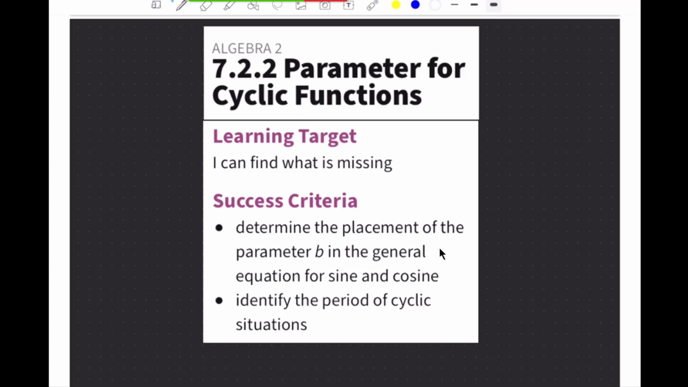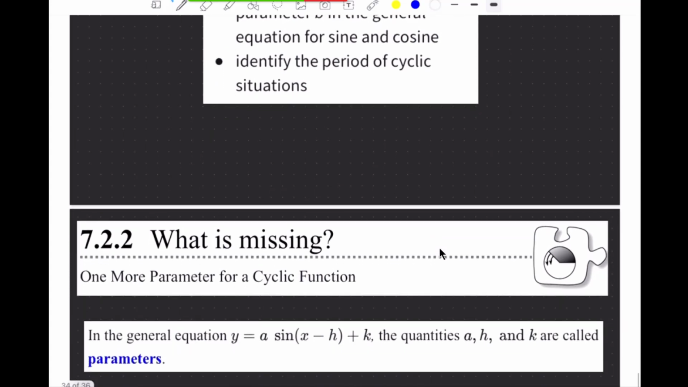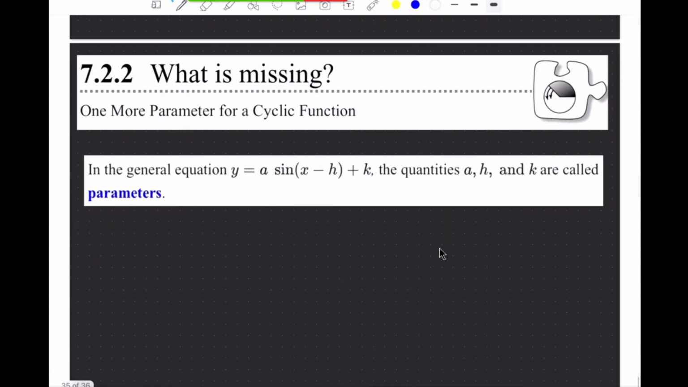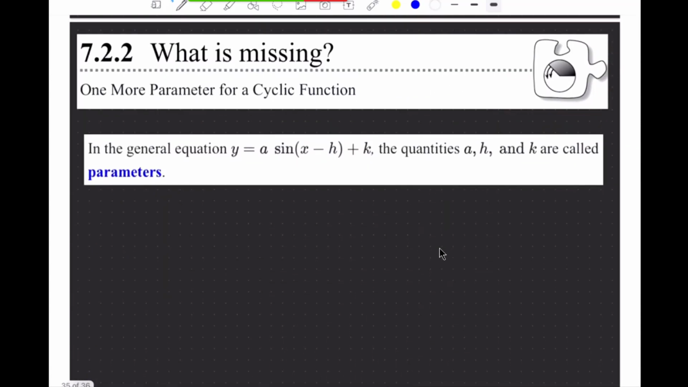So 722, we're going to look at these parameters on that cyclic function. Yesterday you went through with sine, and I made you play around with decimals to see if you could shift it up, down, left, right, flip it over, shift it all around, doing all of those transformations. Today we're going to wrap up with that and talk about those parameters and what each one of those means.